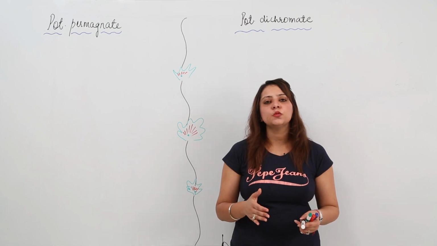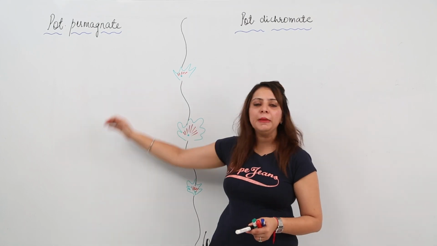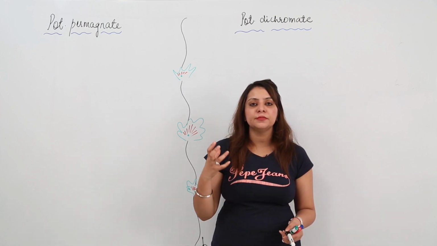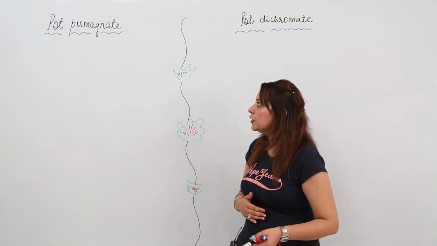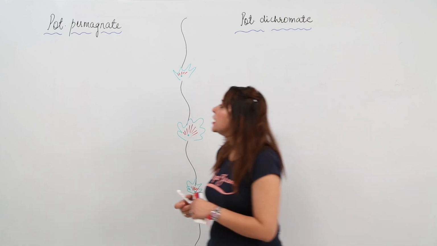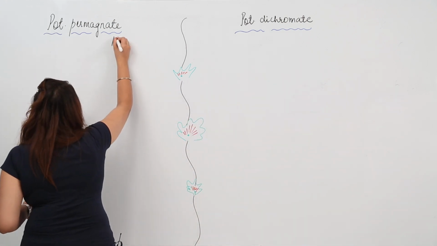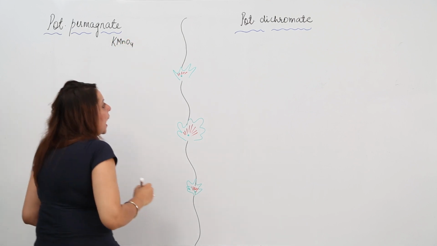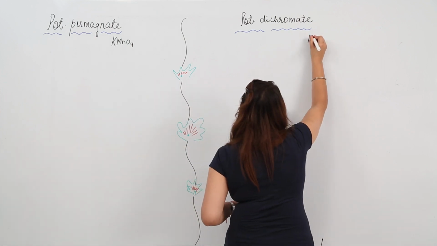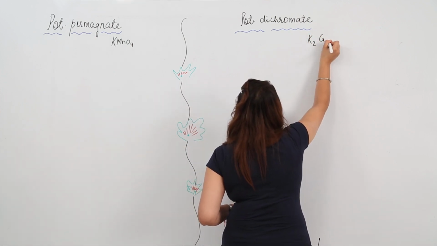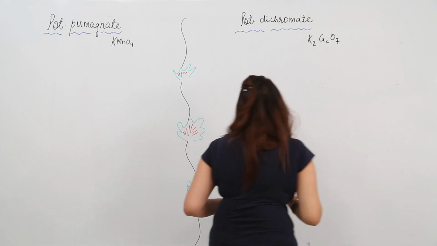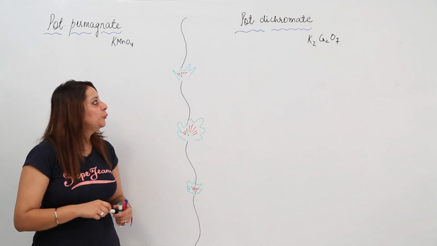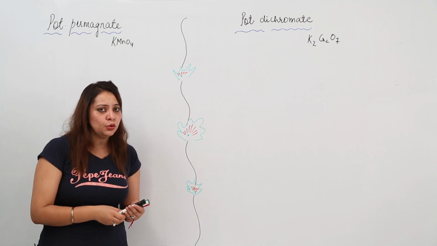Now we are going to start with the detailed study of potassium permanganate and potassium dichromate. These are two important compounds possessing many important properties. First of all, we'll look at the chemical formulas. Potassium permanganate is KMnO4, and potassium dichromate is K2Cr2O7. So these are the molecular formulas for them.